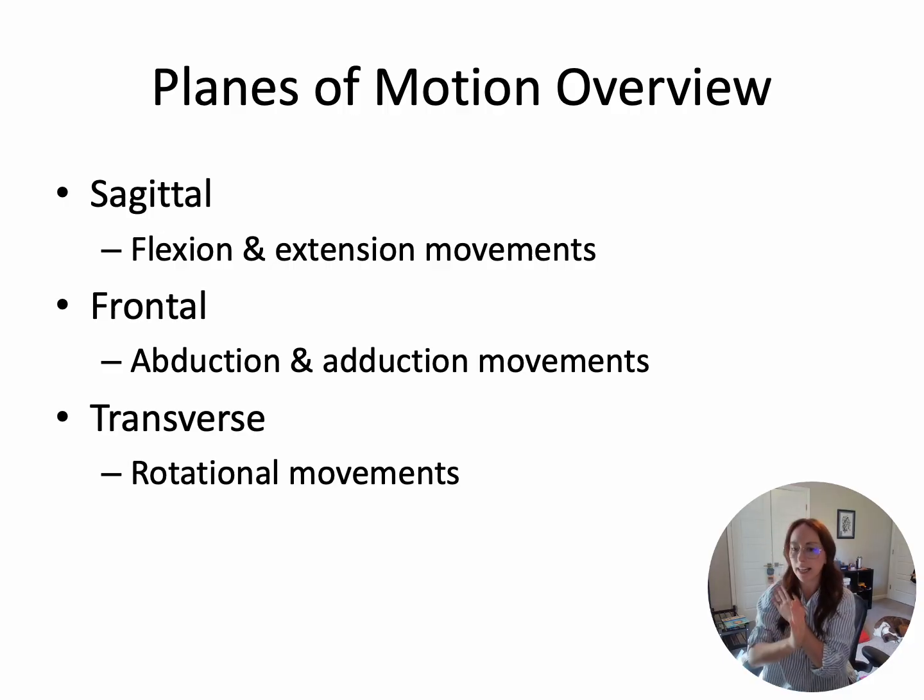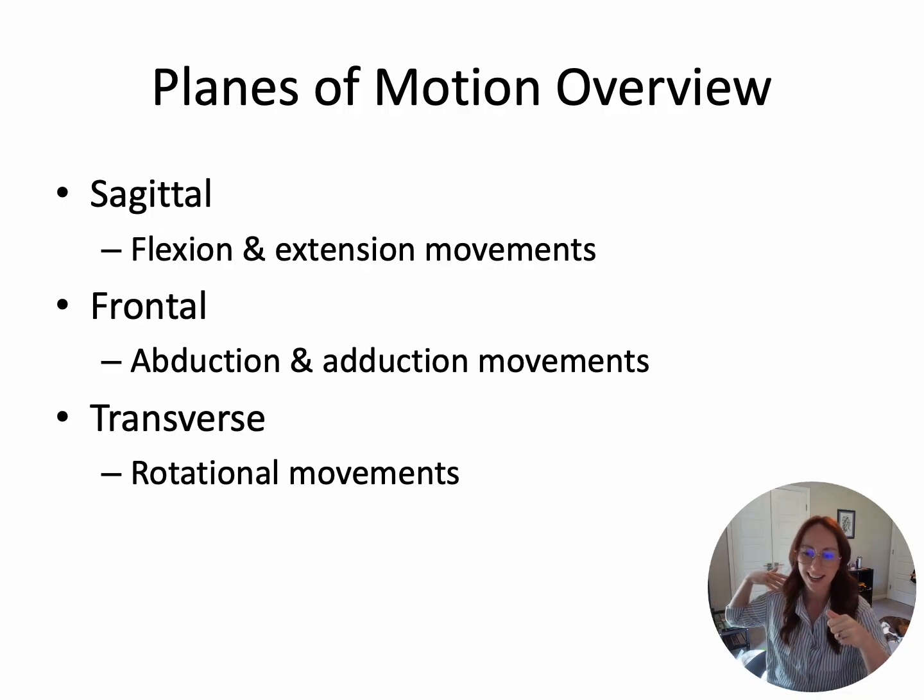It cuts the body into kind of left and right, like a plane going in between your head, cutting it left and right. And so it's moving along that plane. And then we have frontal, which involves abduction and adduction movements. So abduction is taking something away, going away from the body, and then adduction, bringing it back towards the body. So frontal divides the body into front and back portions.